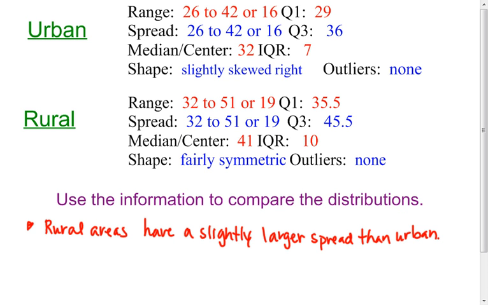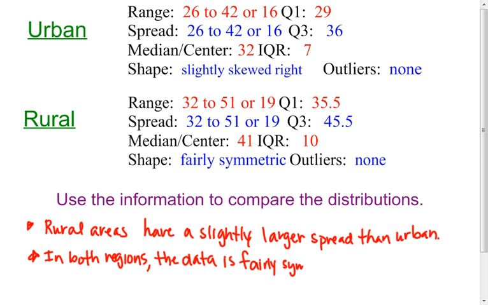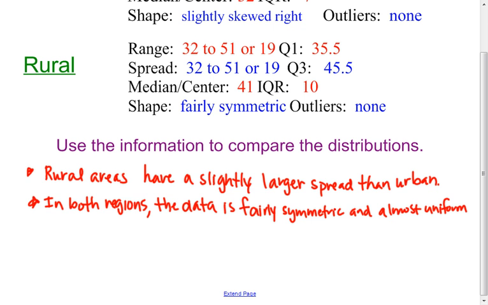In both regions, the data is fairly symmetric and almost uniform. Rural areas in general have higher caloric intake than urban areas.